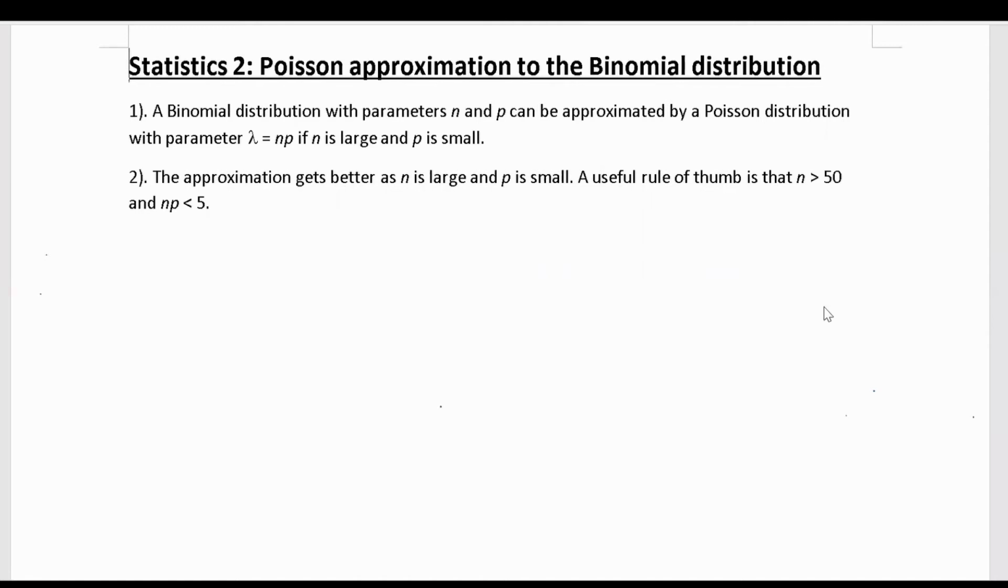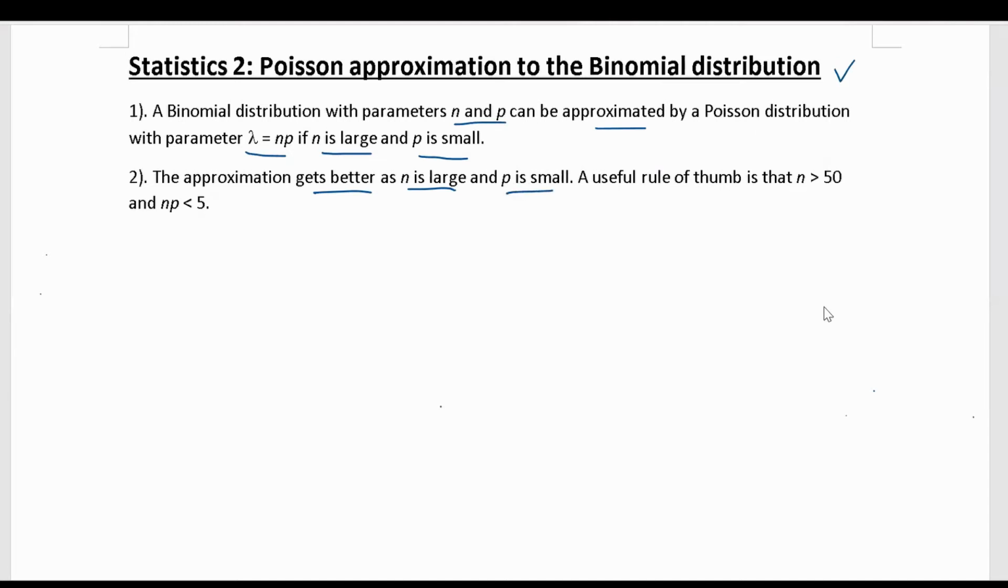Hi, today we will look at Statistics 2, Poisson approximation to the binomial distribution. Point 1: a binomial distribution with parameters n and p can be approximated by a Poisson distribution with parameter lambda equals np if n is large and p is small. The approximation gets better as n is large and p is small.